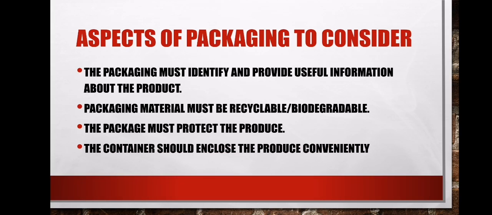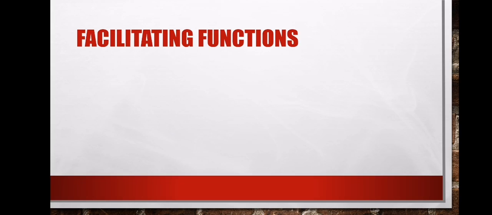We also say the container must make sure that the product is enclosed nicely for easy handling. We also say high-risk containers may not be used. So we must make sure that the container they are using is not toxic. It does not have chemicals that may end up getting into the product, which can affect the consumers when they eat it. So these are the aspects that we must consider when we are packaging the product. They are easy. Just make sure that you are able to recall a minimum of 3 in the exam.